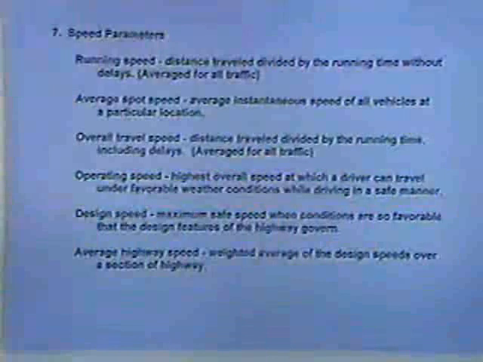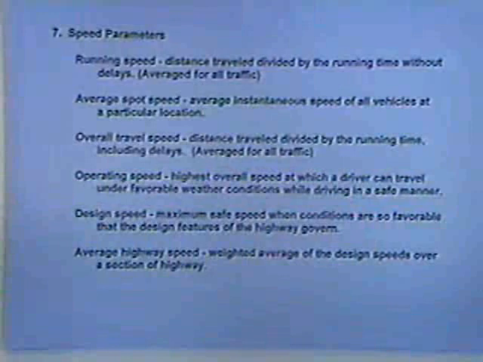I'd like to move to section 7 in your reference book, and that talks about speed parameters. And this really gets into some questions that you asked earlier, and some other things as well. It's very complicated in highway design and highway analysis. There's a bunch of different speeds that we're interested in, and they're defined here on this particular chart. We have running speed, average spot speed, overall travel speed, operating speed, design speed, and average highway speed.